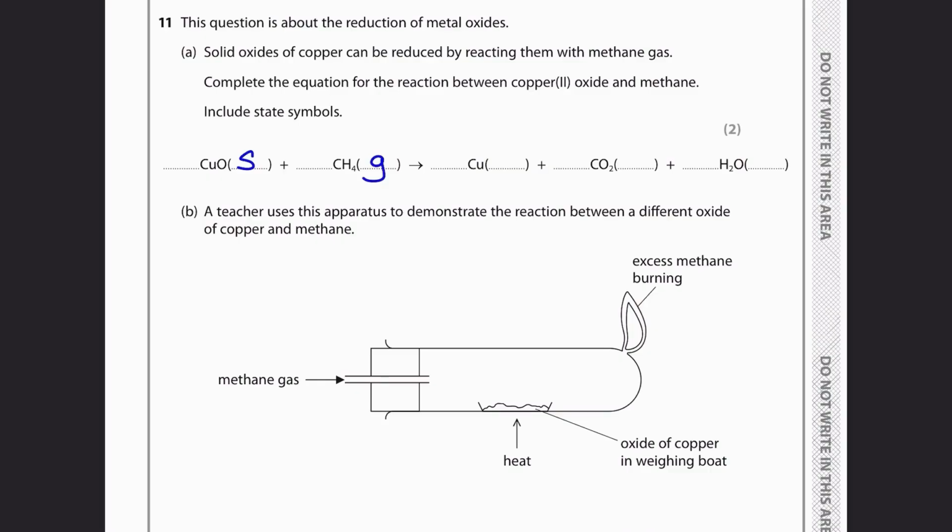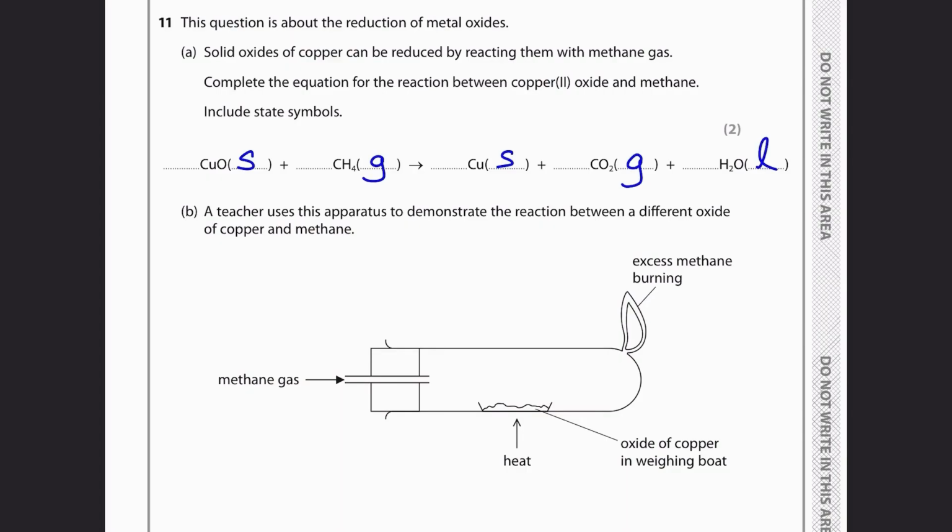So that's gas. Copper, what would you guess copper's state symbol to be? Solid, liquid, or gas? Copper, like a coin, literally a coin. So that would be solid. Carbon dioxide, obviously a gas. And then water would be a liquid. Don't write aqueous for water because aqueous means it's got water added to it, and you can't add water to water, so it's just liquid.